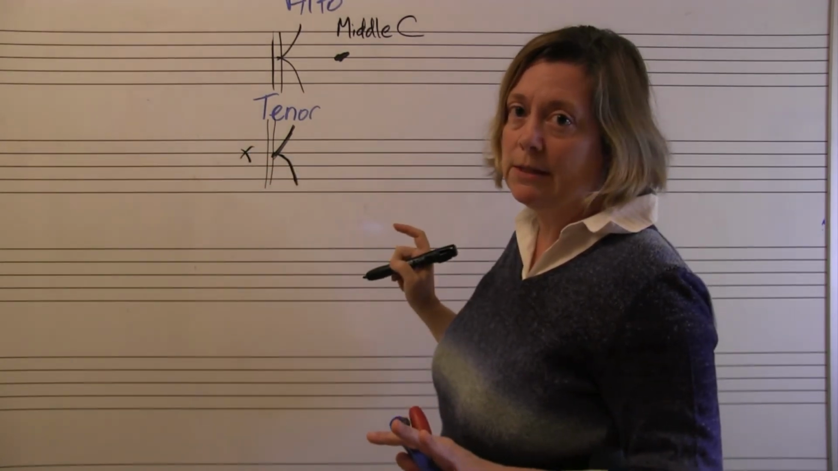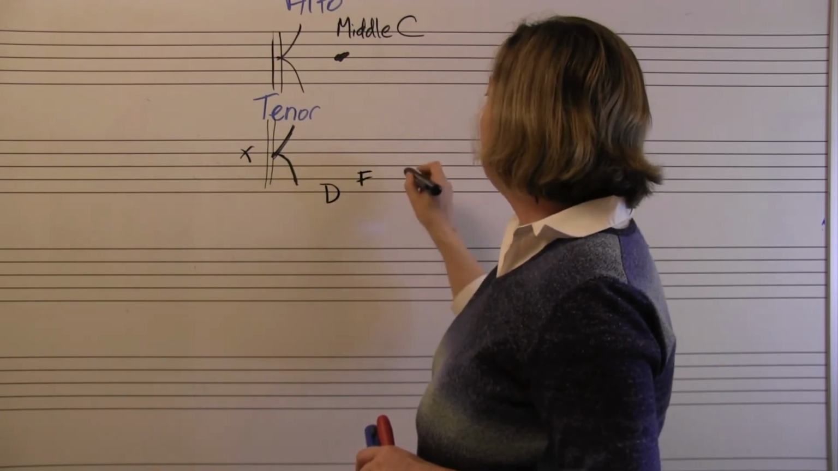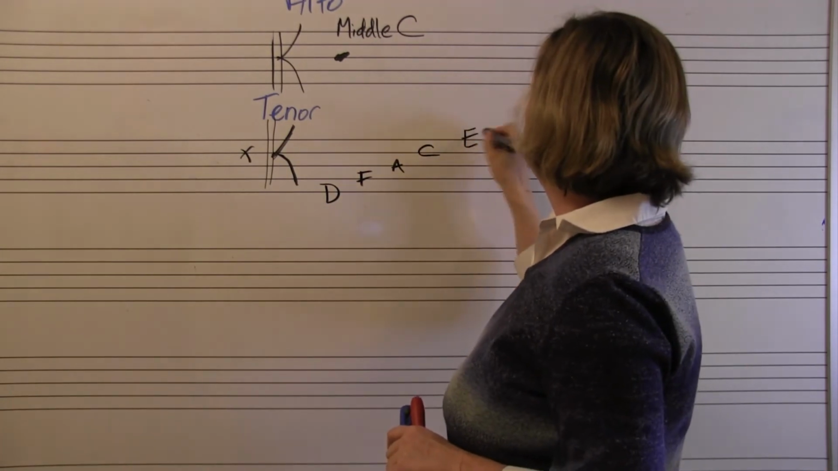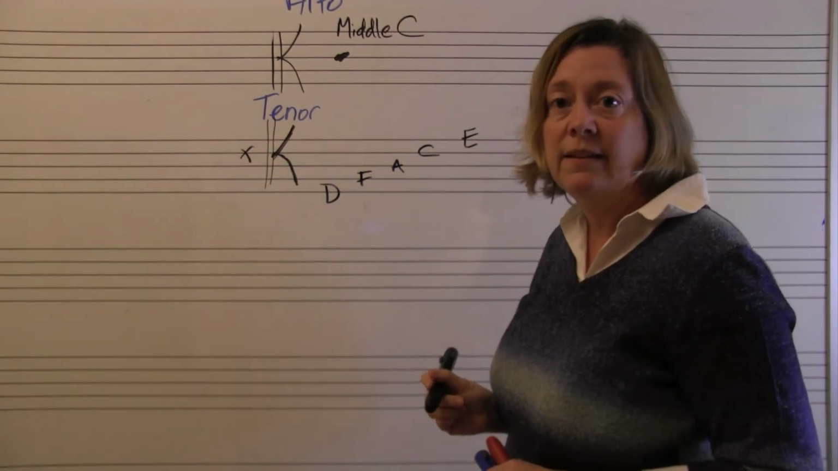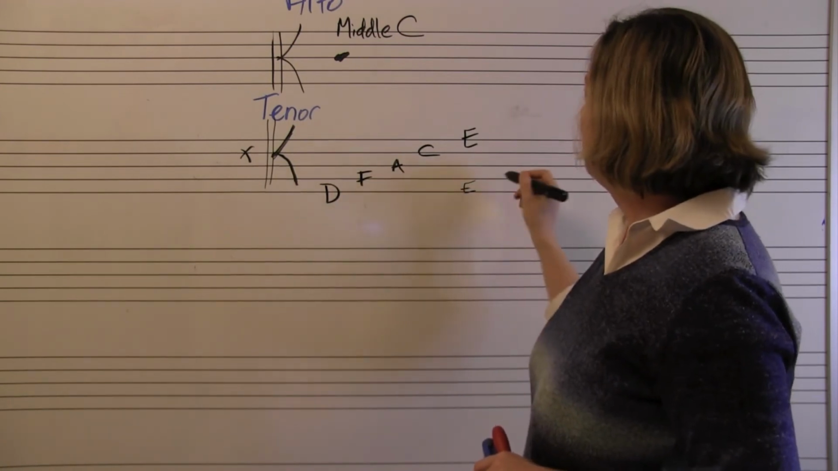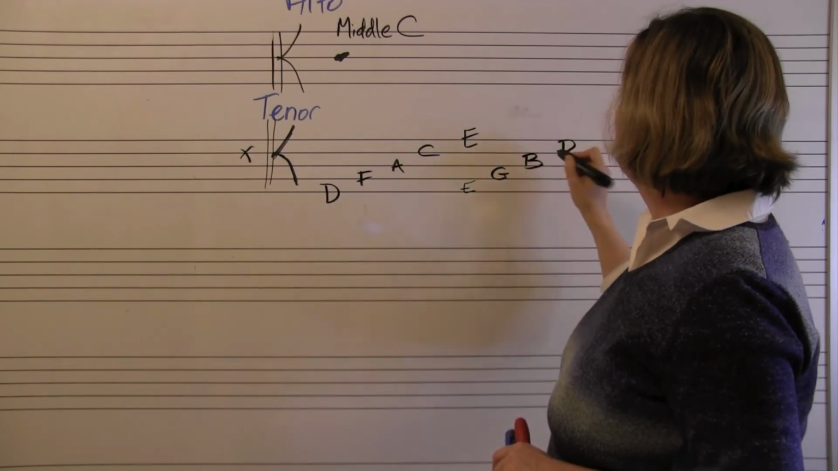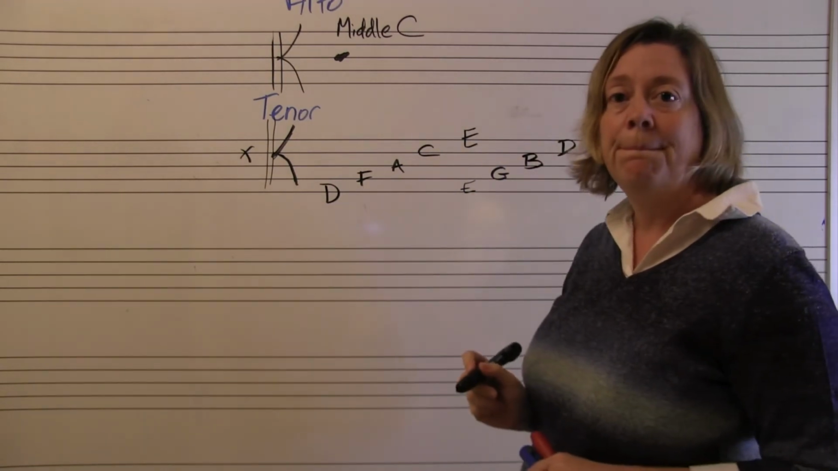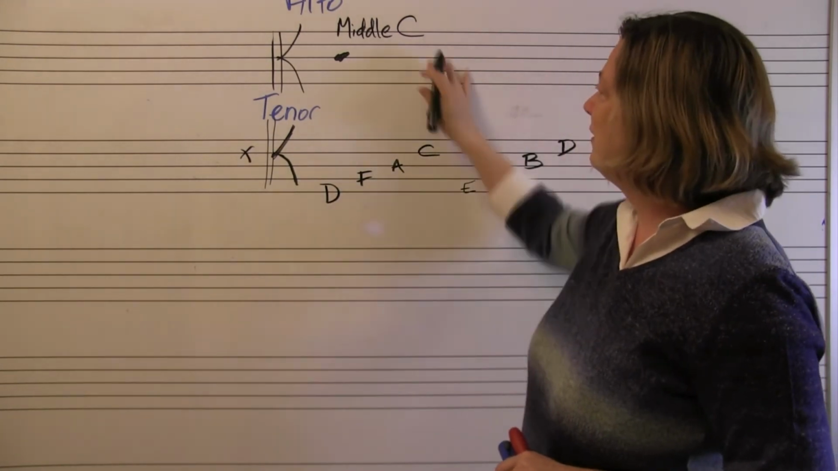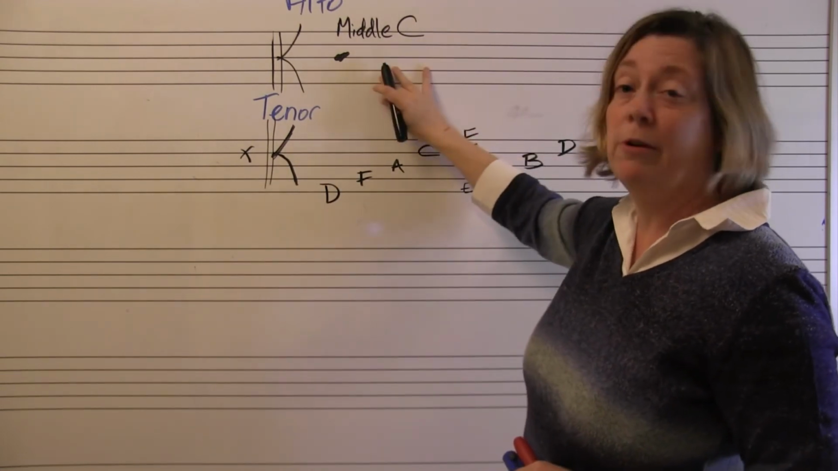Let's check out those lines and spaces. D, F, A, C, E. Those are the lines. The spaces: E, G, B, D. Those are the lines and spaces for tenor clef. Notice they're just really a third off of what the lines and spaces were from alto clef.